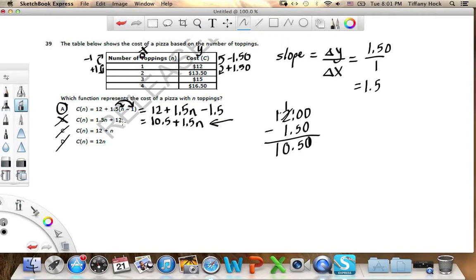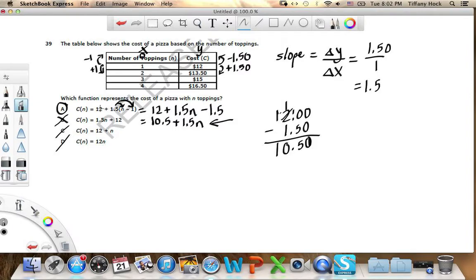Alternatively, one other thing you could have done was to pick a number of toppings. For instance, you could have picked 2 toppings and plugged that in where the n is in each of these expressions and see which one it matches up with. If I plug in 2 for this one, 12 times 2 would be 24, and a 2-topping pizza doesn't cost $24. Here, 12 plus 2 would have given me 14. That's not $13.50, so that doesn't work either. 1.5 times 2 would be 3, and 3 plus 12 is 15. Again, that's not $13.50, so I could cancel out B, C, and D by just plugging in a number of toppings and seeing that it doesn't give me the right cost.